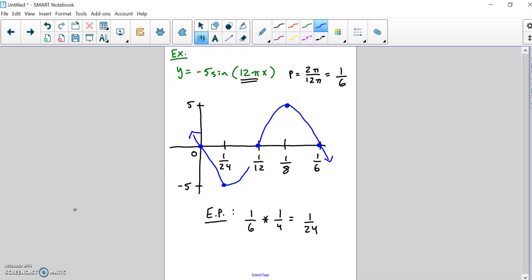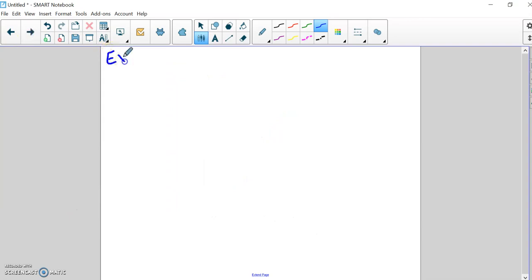Okay. All right, one more, and then you guys will have a little practice for yourself to try for the remainder of the class period. So for this example, let's try this. This is going to be a little bit harder. Let's go y equals 3 times the cosine of 9/5 x.